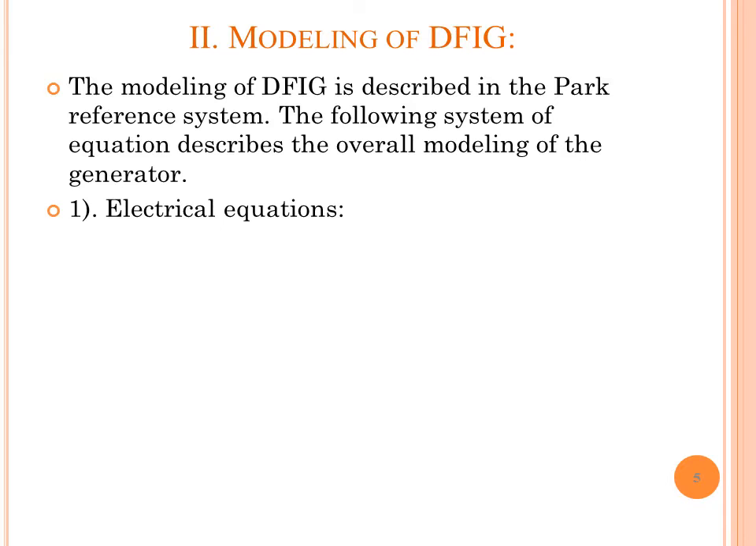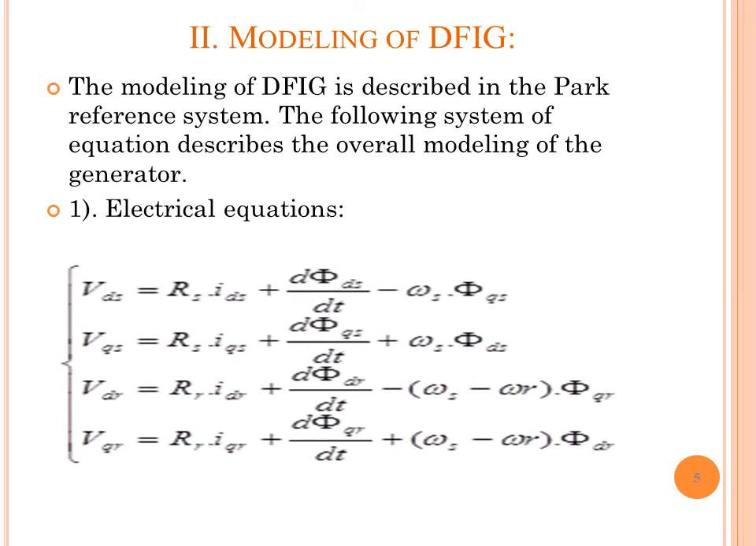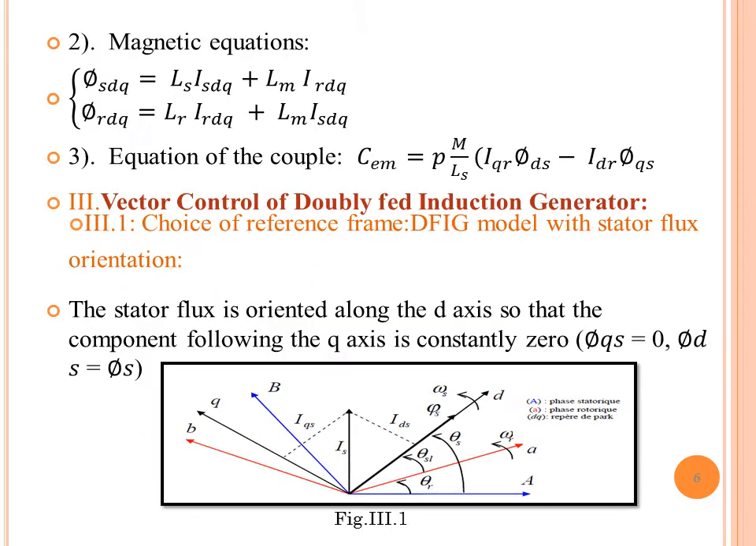2. Modeling of double-fed induction generator. The modeling of the double-fed induction generator is described in the Park reference system. The following system of equations describes the overall modeling of the generator. 1. Electrical equation, on stator and rotor. 2. Magnetic equation, on rotor and stator. 3. Equation of the torque, Cem.